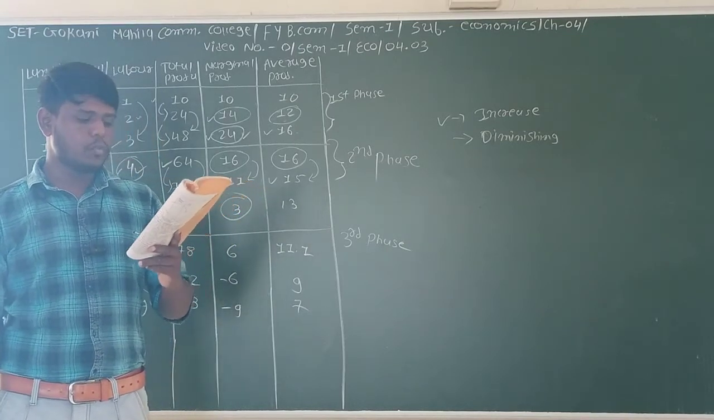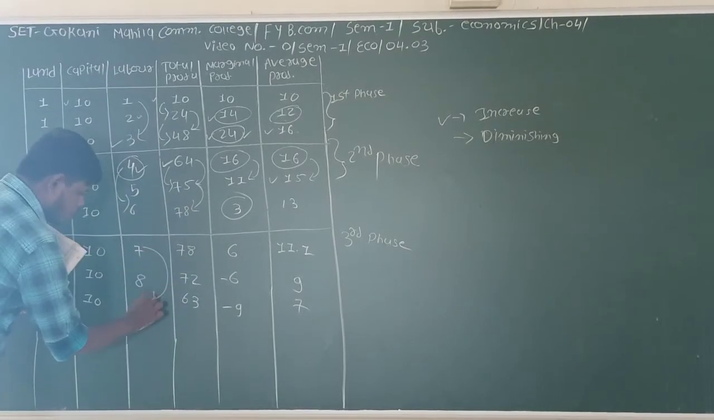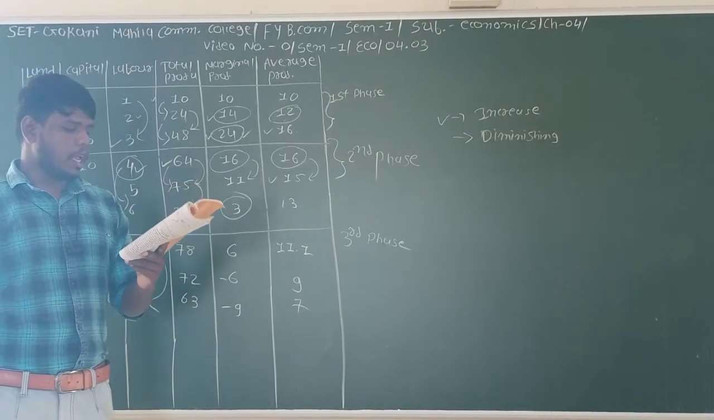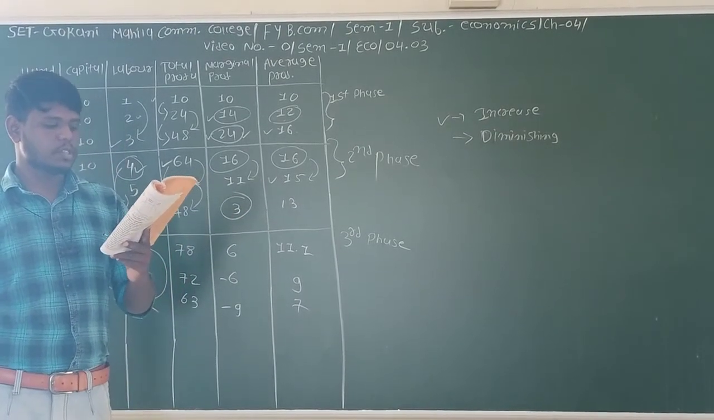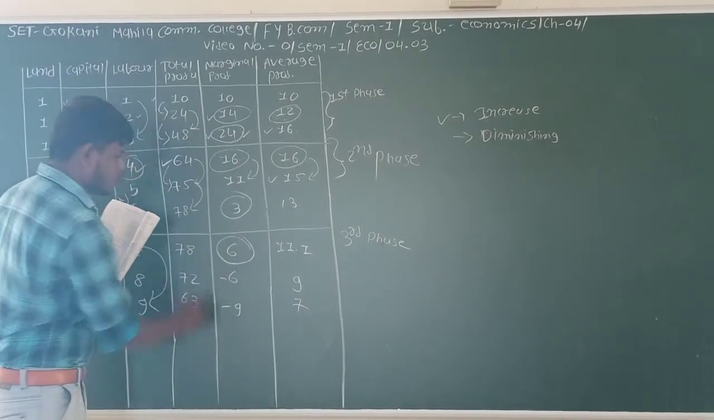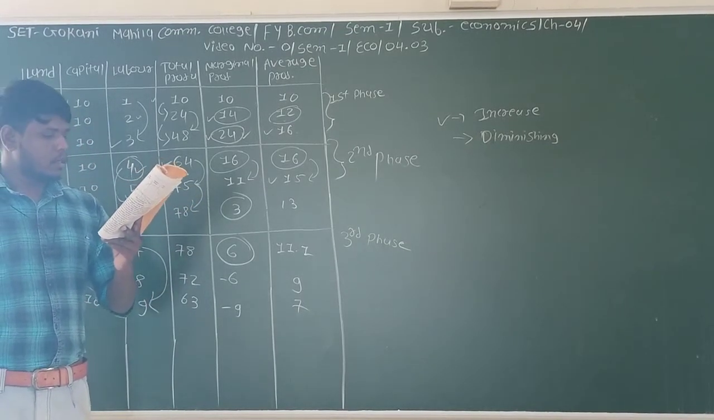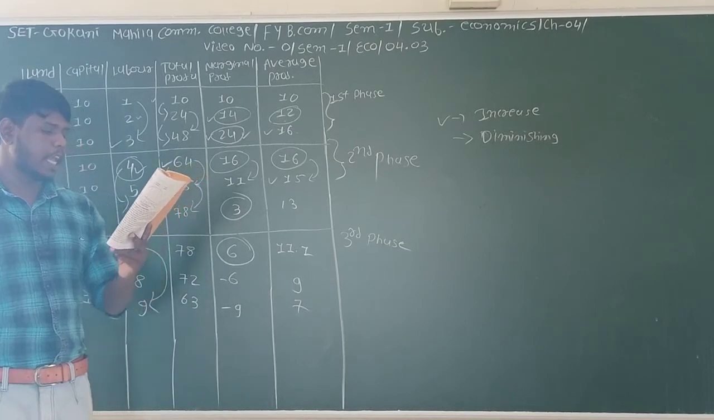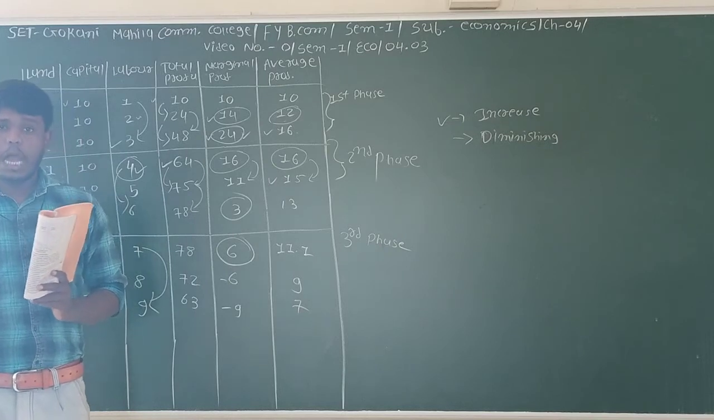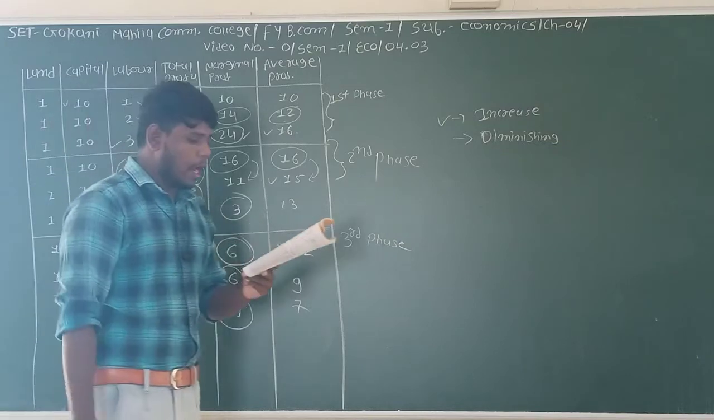After that, in the third phase, 7 to 9 labor units are employed, and the total production begins to diminish. Here, marginal production becomes 0. And then it becomes negative. So from 6 it will be 0. After that it will be minus, it will be negative.